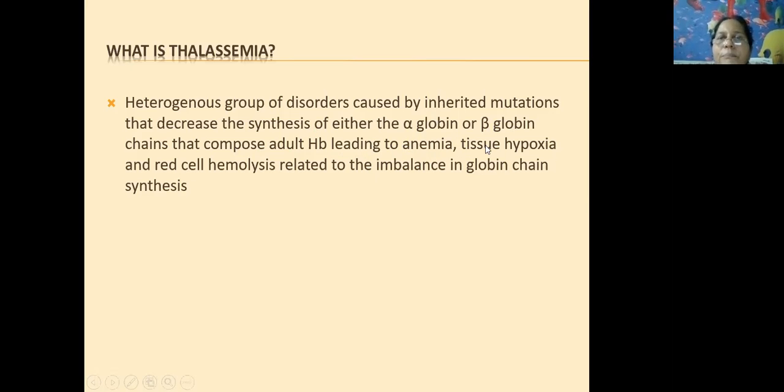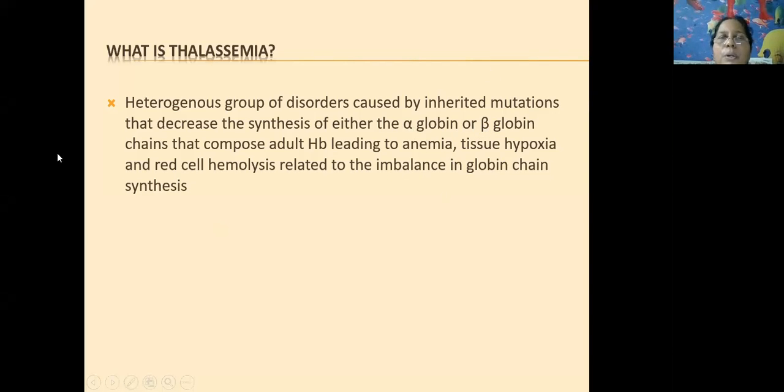Anemia. So anemia, of course, tissue hypoxia, as well as red cell hemolysis. Because this globin is deficient, the red cells are not good. It is related to imbalance in the globin chain synthesis. This hemolysis is due to imbalance in the globin chain. Alpha and beta should be perfect. So one is deficient, the other is more, there is imbalance.